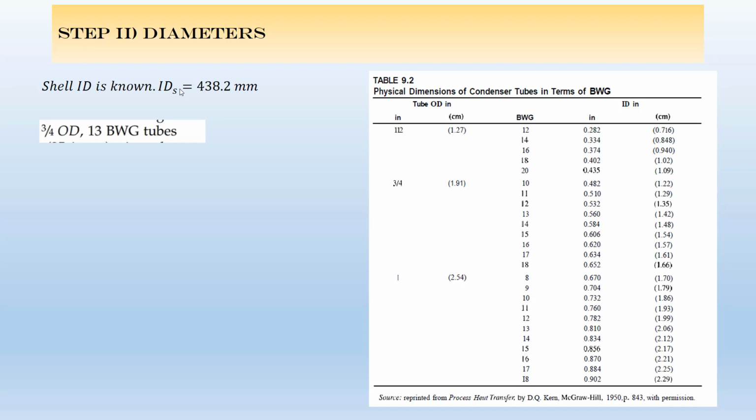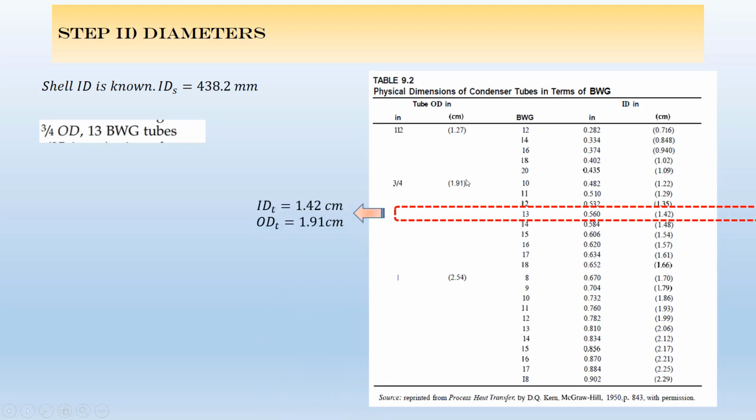For the tube, we know that we have this three-quarter inch OD, 13 BWG tube. So if you use table 9.2, you can find the OD and ID of these tubes. So this is the three-quarter, and then this is 13. So from here you can find the ID and also OD. So based on table 9.2, the tube ID is 1.42 centimeter and the tube OD is 1.91 centimeter. So we have now the diameters for both shell and tube.